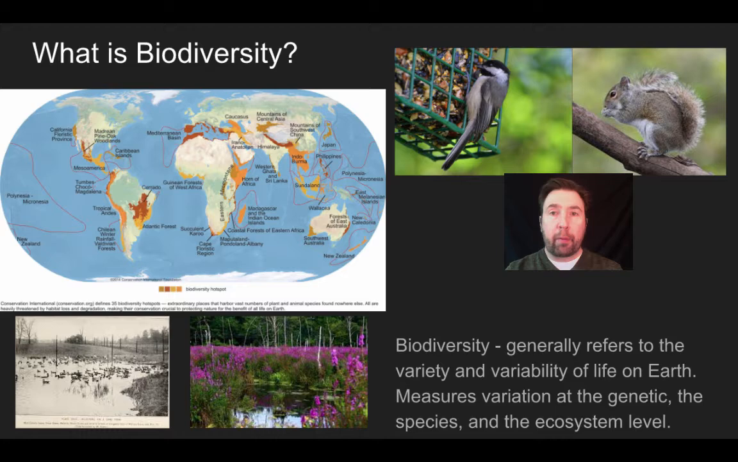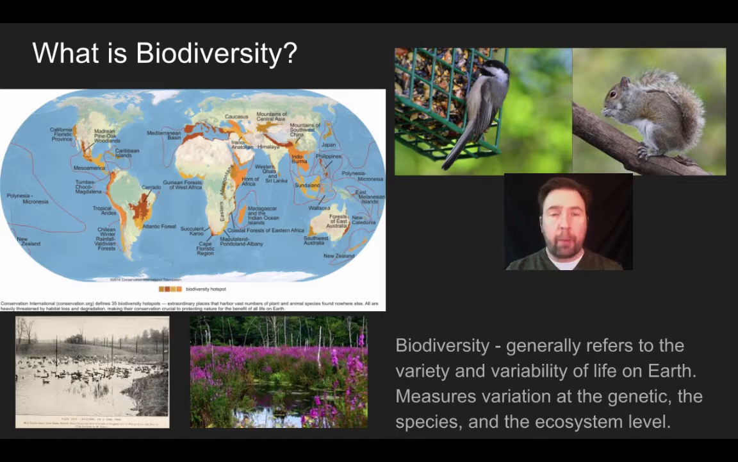And then in the upper right, we have the state bird of Massachusetts, the black-capped chickadee, feeding at a feeder, and then this squirrel up there. Just because we don't necessarily have the same numbers of ecosystems or the amount of variability that you see in a tropical rainforest doesn't mean that we do not have biodiversity. And even within the populations that we have, there can be great genetic diversity.